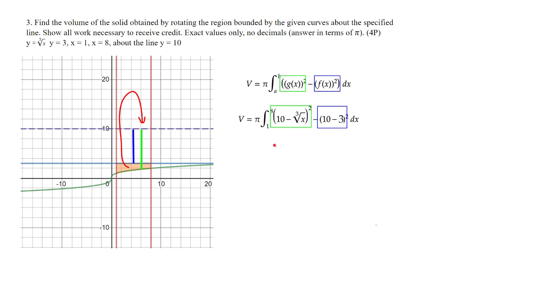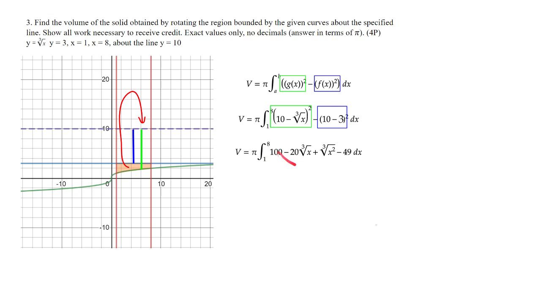These correspond. So pi times the integral from 1 to 8, which are our bounds, of 10 minus the cube root of x squared. It's our outer radius, 10 minus the cube root of x, minus 10 minus 3 squared, which is just 10 minus 3. So from now on, once again, it's just simplifying. We're going to do a little bit of foiling, and this is just 7, so it becomes 49. We get volume equals pi times the integral from 1 to 8 of 100 minus 20 cube roots of x plus the cube root of x squared minus 49 dx.